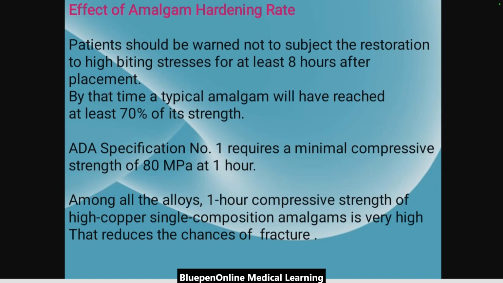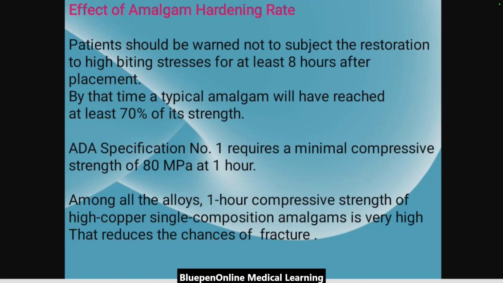Effect of amalgam hardening rate. Well, amalgam doesn't harden or set immediately after placement into the oral cavity. It takes some time. It doesn't attain its final strength in the first 5 minutes or 10 minutes once the restoration is done, or not even at 1 hour.